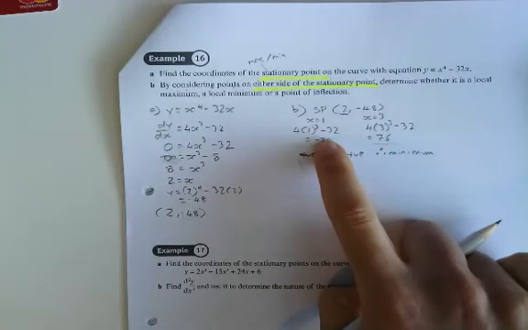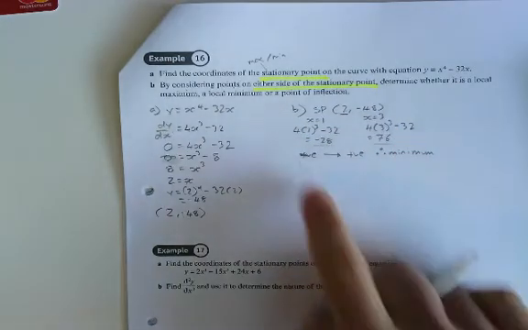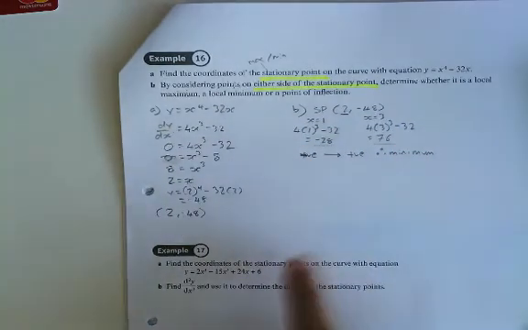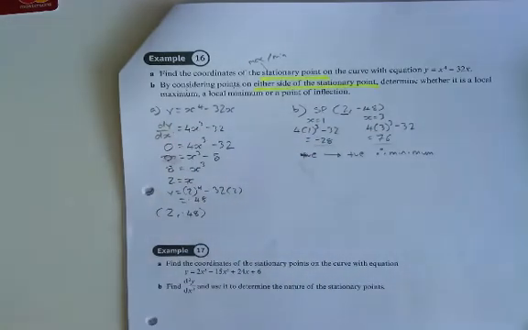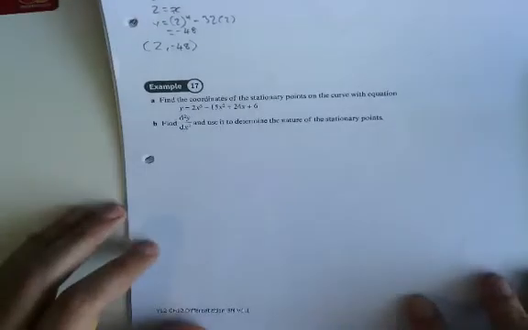Okay, so because we went from a negative gradient on the left of it to a positive gradient on the right of it, it means that it must have gone from coming down that way to going up that way, which means it must have bottomed out, which means it must have been a minimum.